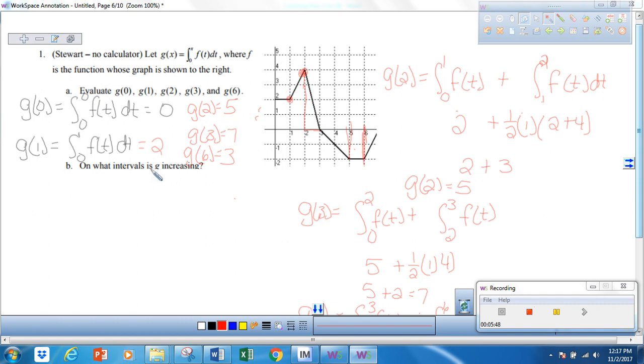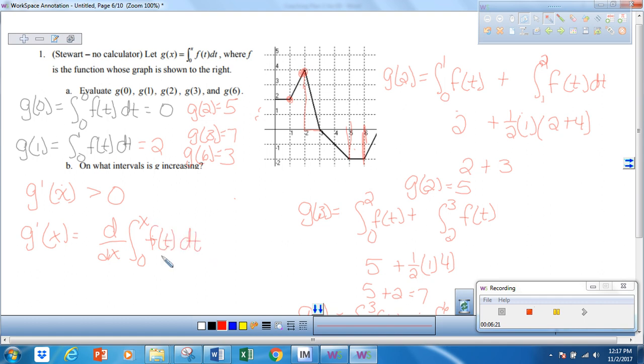Alrighty, now they want to know on what intervals g is increasing. So in order to see where the function is increasing, we have to look at where g prime of x is greater than 0, because it's increasing when g prime of x is positive. So recall that g prime of x is equal to the derivative with respect to x of the integral from 0 to x of f of t dt. We can use the fundamental theorem of calculus on this because this is a constant and the x's are the same. So this is simply f of x. So what we're looking for is when g prime of x, which is equal to f of x, is greater than 0. And that happens here on this interval where f of x is positive. So that happens on the interval from 0 to 3.